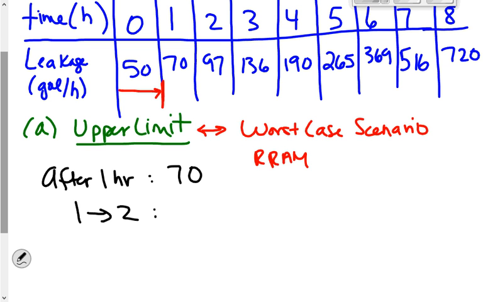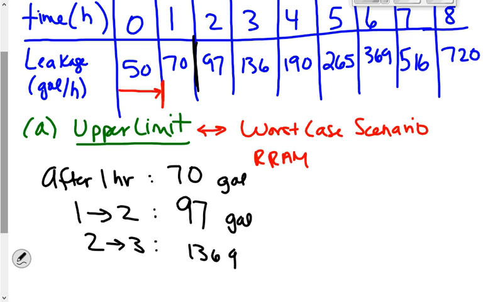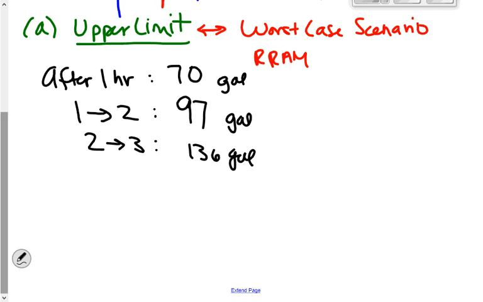How about from 1 to 2 hours? 97, because again, I'm going to take my value at the right-hand side of the interval. From 2 to 3 hours. These are all gallons. 136, good. From 3 to 4 hours. And from 4 to 5 hours.